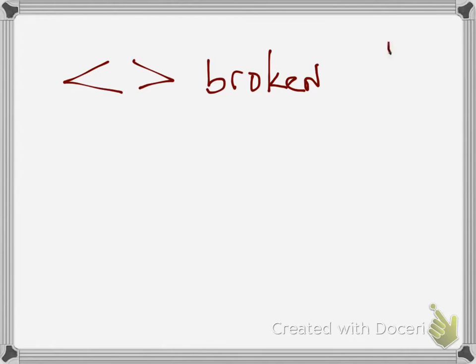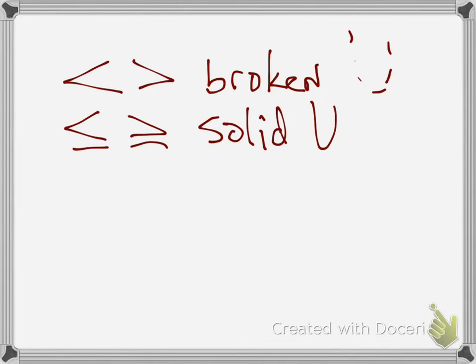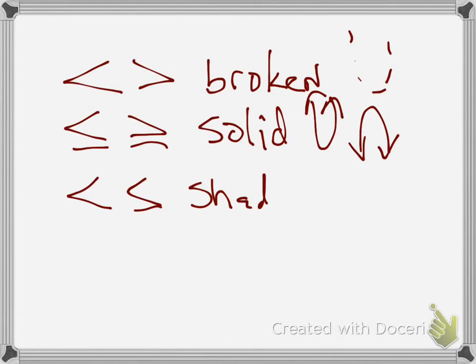Just as a reminder, don't forget those are broken when they're shaped like that with no line underneath. Dot, dot, dot, dot. When there's a line underneath, you've got solid. And again, shade below when it's a less than symbol, and shade above when it's a greater than symbol.